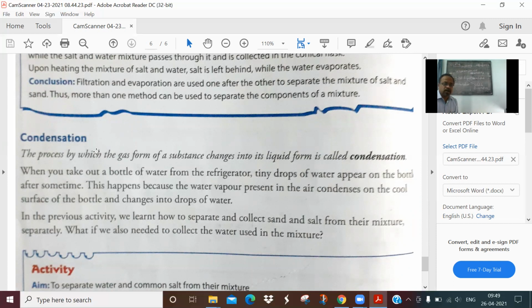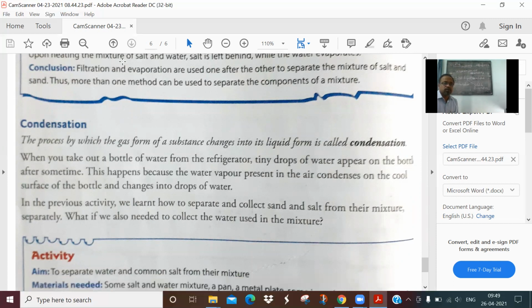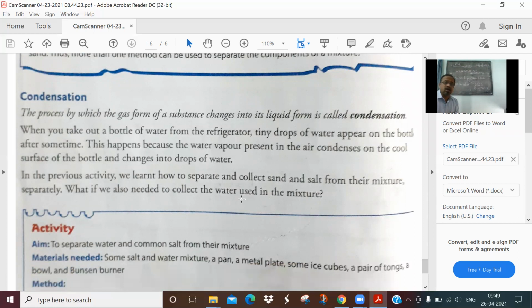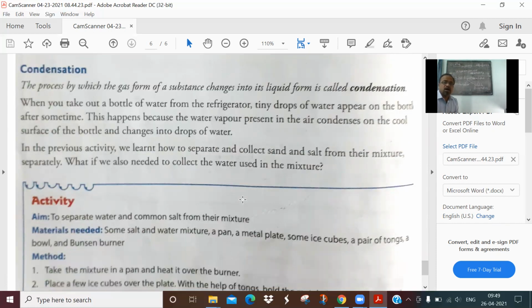So now they're taking the activity. In the previous activity, we learned how to separate salt and water from their mixture. If we need to, salt can be separated by simple evaporation, for example, from seawater. But if the water is also an important or expensive material, we need to collect that also. There we use the condensation process. How is condensation carried out? There is a simple activity showing this.